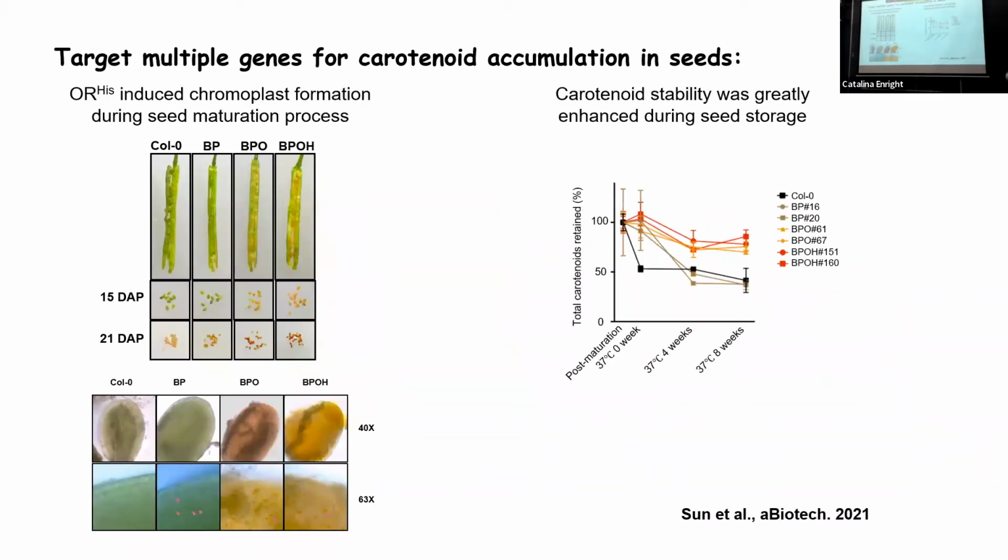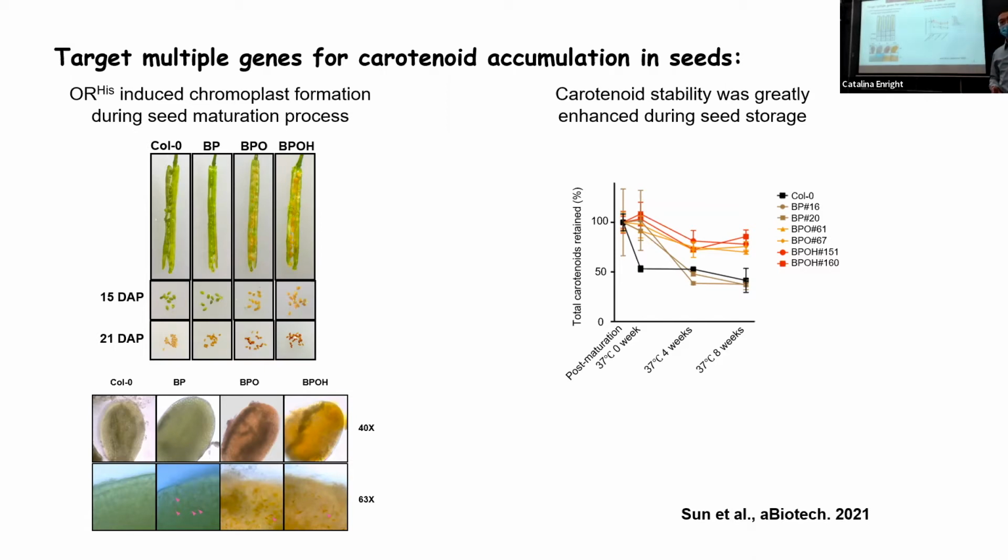So the result looks great. We observed that the seeds at the green stage already start to accumulate a high level of carotenoids. When we take a close look at the seeds, we can already see chromoplast formation in the young seeds.